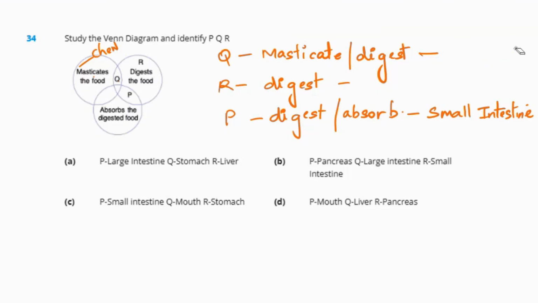Sorry, this is mouth only. Mouth. This is stomach. Yes. Okay. Mastication and digestion is done by the mouth, and digestion only, that is stomach, and digestion and absorption by small intestine, right? So the correct answer is option C, that is P is small intestine, Q is mouth, and R is stomach.